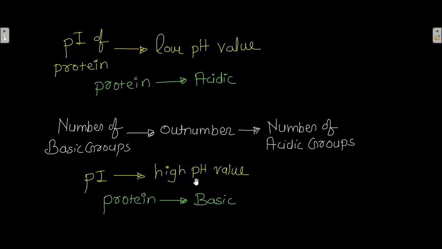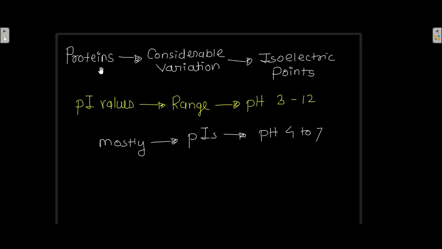Now, proteins show considerable variation in their isoelectric points, but the pI values of proteins range between pH 3 to 12, and mostly proteins have pI values between 4 to 7. Okay, pI values between 4 to 7 are the most common in the case of proteins.